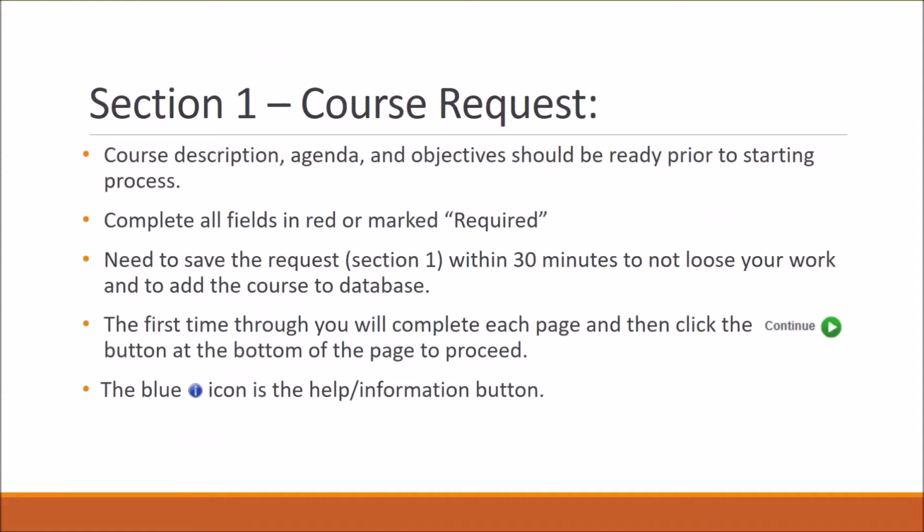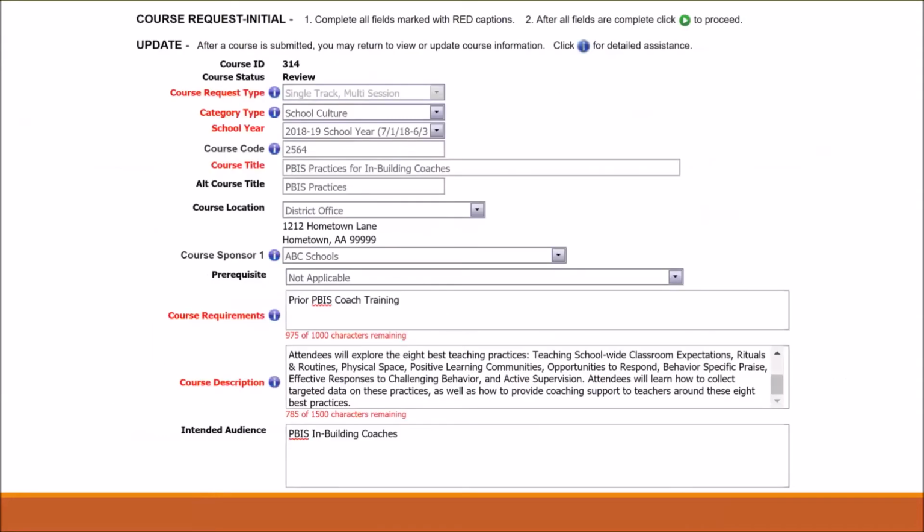And then there's always the blue icon on the bottom for helper information. So the required fields are the request type, and when you create the course request, you'll make that choice. If you're copying from a previous course that's been offered, it's important to copy the same request type. If it's a single track you want, and you want to change it to a multiple session, it's best to copy a multiple session, and vice versa.